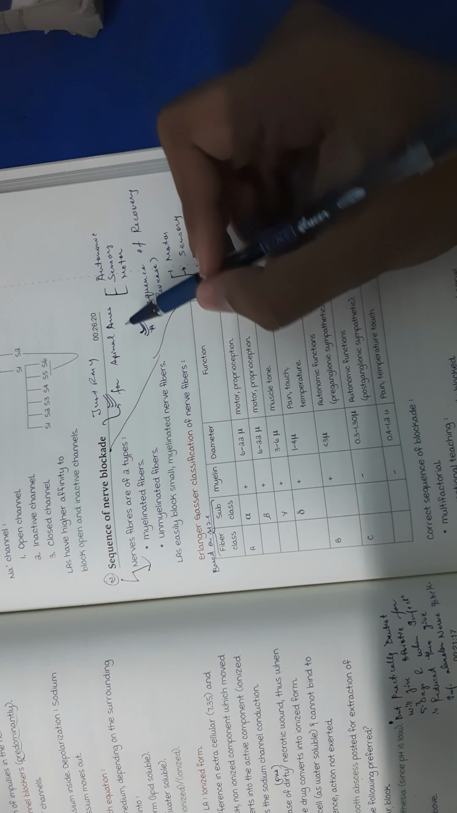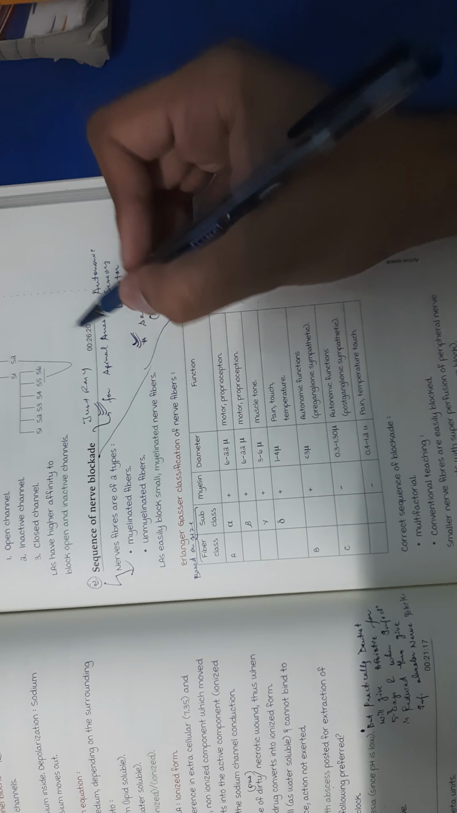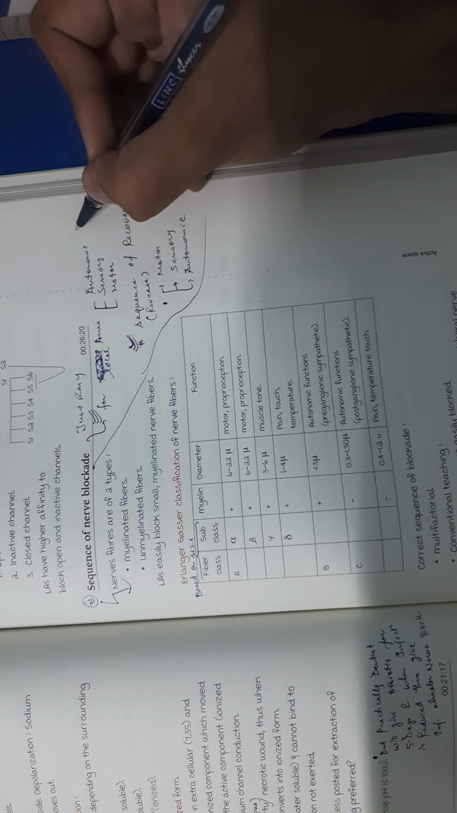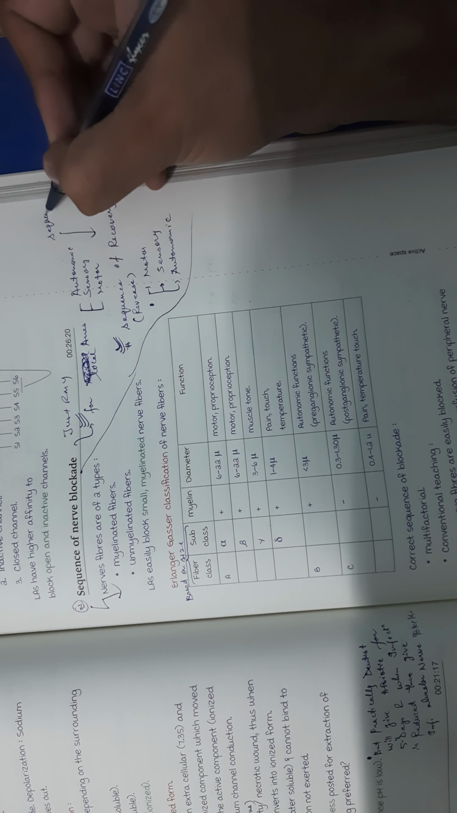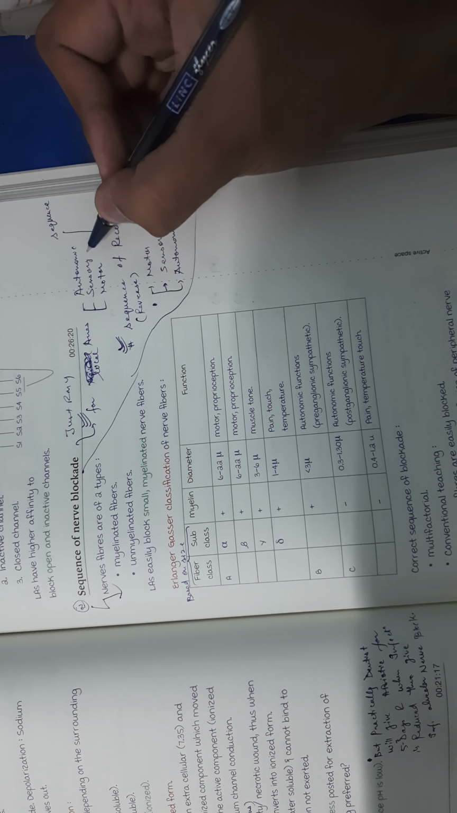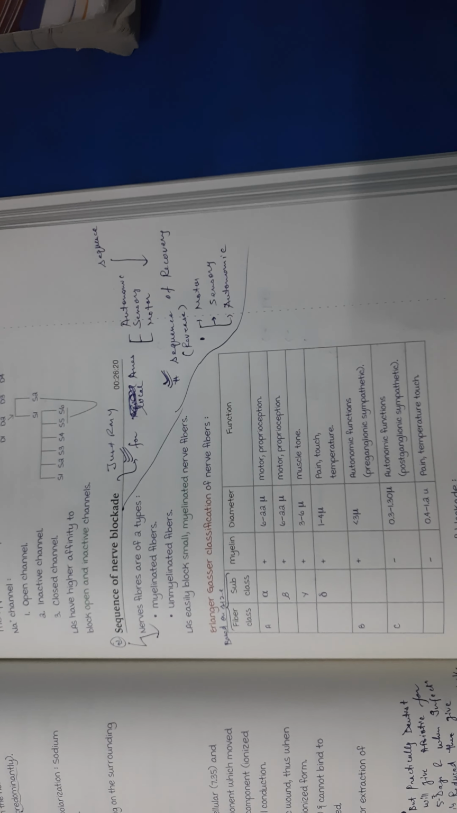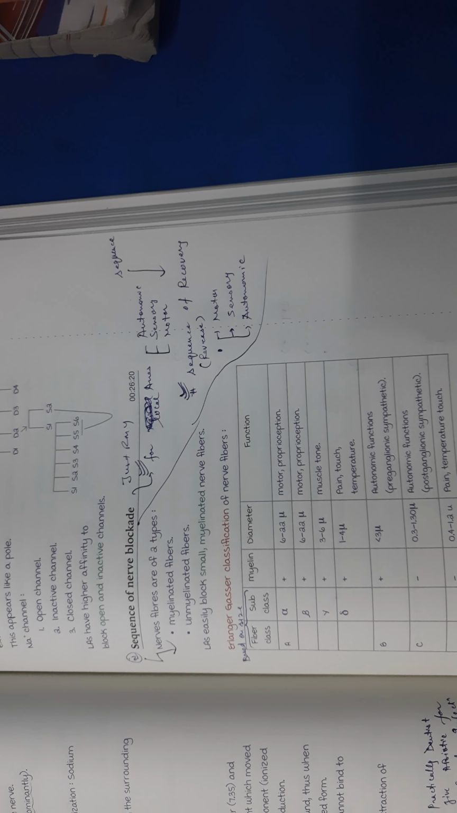Then there is one important point, the sequence of nerve blockade. Don't go into that much physiology, just remember this. For spinal anesthesia, or for local anesthesia, this is the sequence of anesthetization: first autonomic, then sensory, then motor. After giving anesthesia we will wait for 1 to 2 minutes and then ask the patient to lift his leg, like if we are giving spinal anesthesia. So this is the sequence of nerve blockade: autonomic, then sensory, then motor.